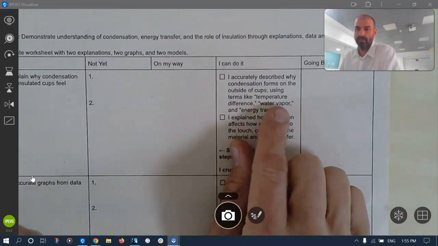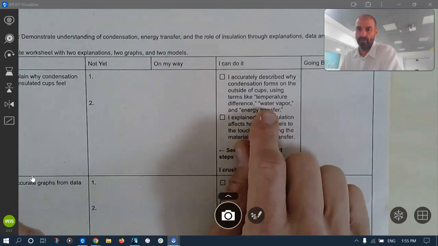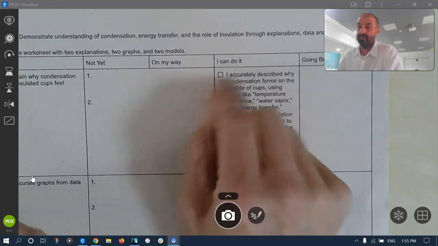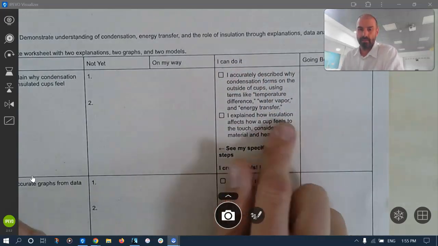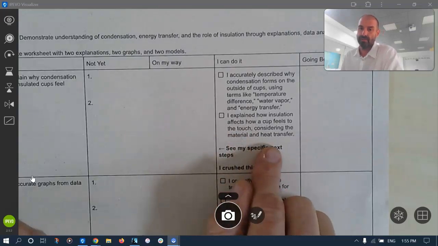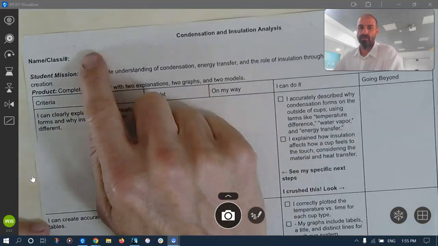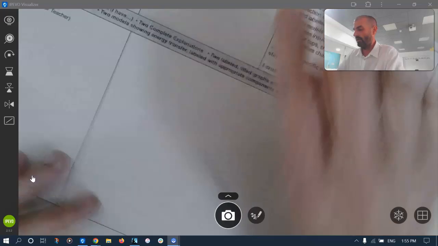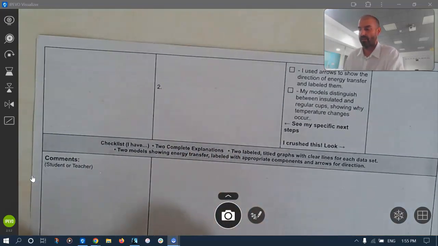Okay. If you want to see what you're supposed to have done: I accurately described why condensation forms on the outside of cups using terms like temperature difference, water vapor, and energy transfer. You don't check this now. This is just so you understand what's expected of you. I explained how insulation affects how a cup feels to the touch, considering the material and heat transfer. Again, we're not filling this out yet. All we're doing is putting our name on it, and when I finish my two complete explanations, I circle this saying that I finished that.